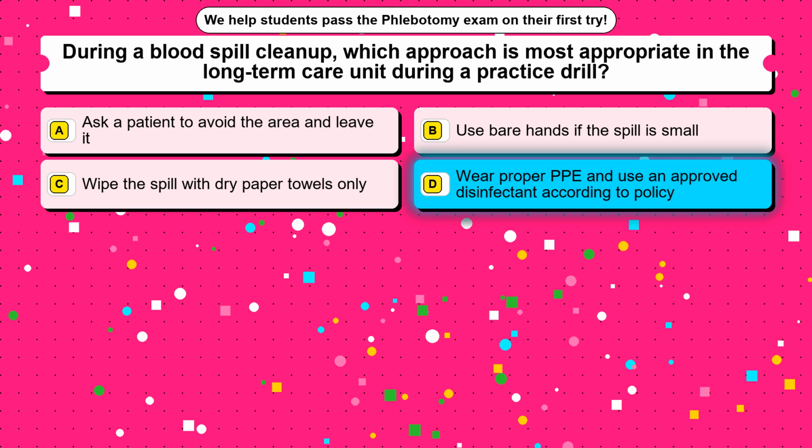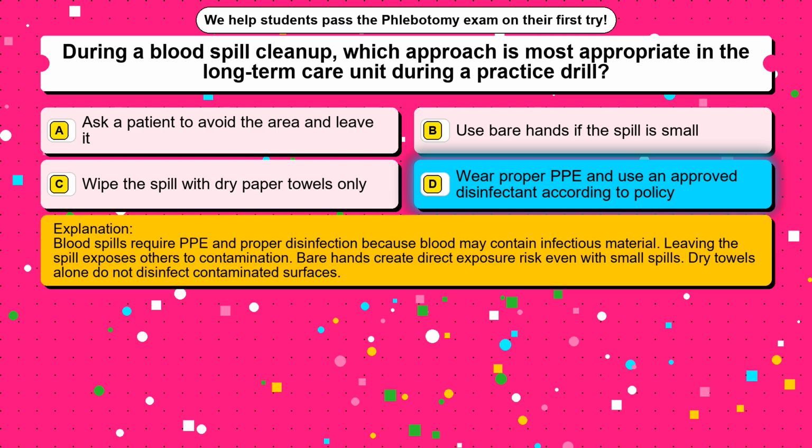The correct answer is option D. Wear proper PPE and use an approved disinfectant according to policy. Blood spills require PPE and proper disinfection because blood may contain infectious material. Leaving the spill exposes others to contamination. Bare hands create direct exposure risk even with small spills. Dry towels alone do not disinfect contaminated surfaces.